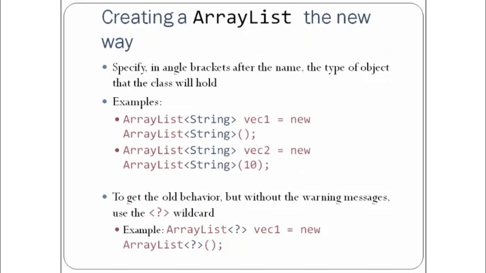And what is the new way of creating an ArrayList? Well, it is using angle brackets and providing the type, that is, using generics. So over here we are doing ArrayList<String> vector1 equals new ArrayList<String>. So this will take the type String. We can also pass the size, for example, over here we have passed the initial capacity. Now, to get the old behavior but without the warning message, use this wildcard. So this is the purpose of the wildcard. The wildcard will prevent the warning messages, and if you are not sure which type of elements you want to enter, you can use this wildcard character, which is a question mark.